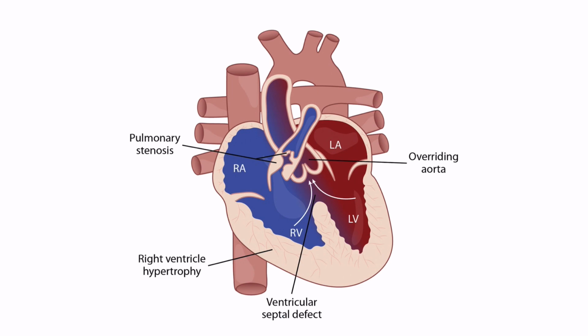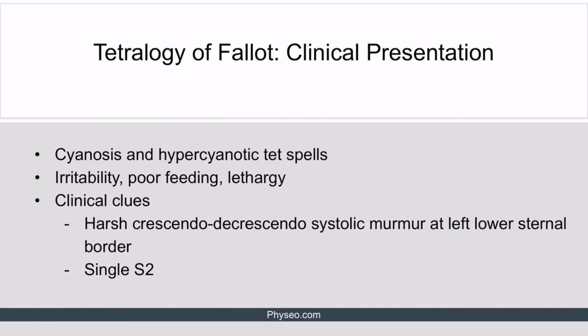Here's an illustration showing the four classical features of Tetralogy of Fallot. Notice that there is pulmonic stenosis, right ventricular hypertrophy, overriding aorta, and VSD. Recall that all this occurs due to antero-superior deviation of infundibular septum. Clinical presentation mostly depends upon the degree of right ventricular outflow obstruction, as we previously emphasized.